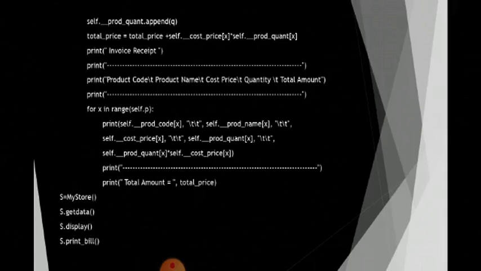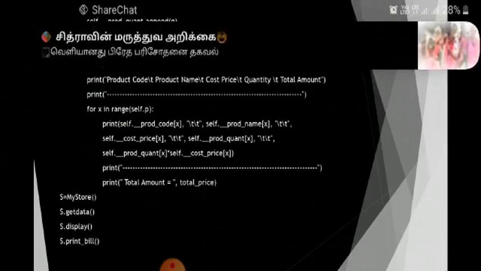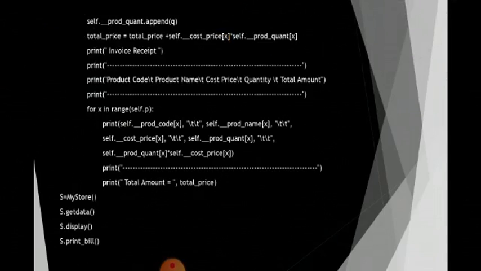Okay, so next line, I see s equal to MyStore. Here MyStore is the class name. Okay, what is the class name? MyStore. s equal to MyStore. In this line we are going to create an object of the particular class. Okay, so what is the object name here? In this class the object name is s.